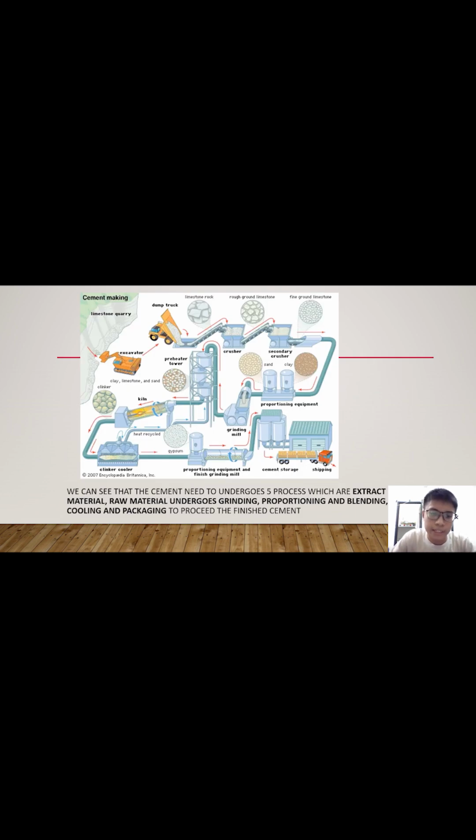So here we can see that cement needs to undergo 5 processes, which are extracting raw material, raw material undergoing grinding, proportioning and blending, burning, cooling, and packaging to produce the final cement.